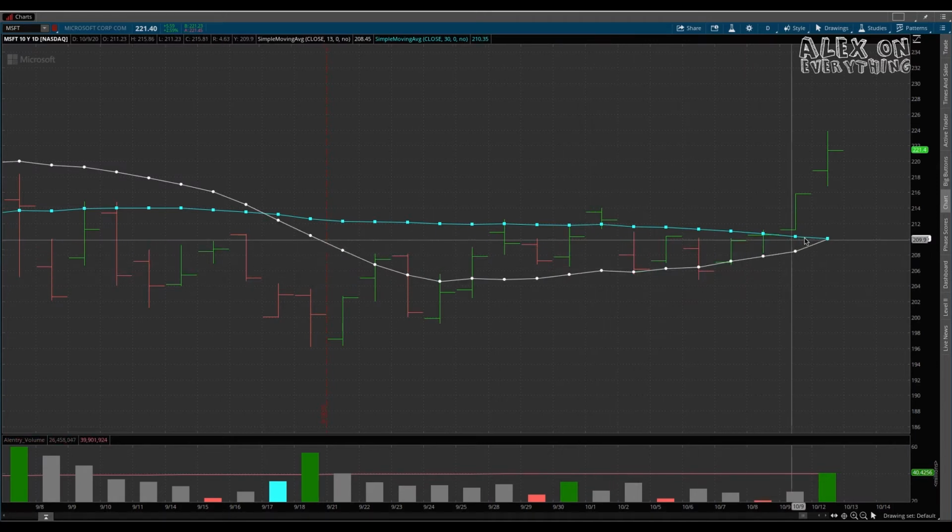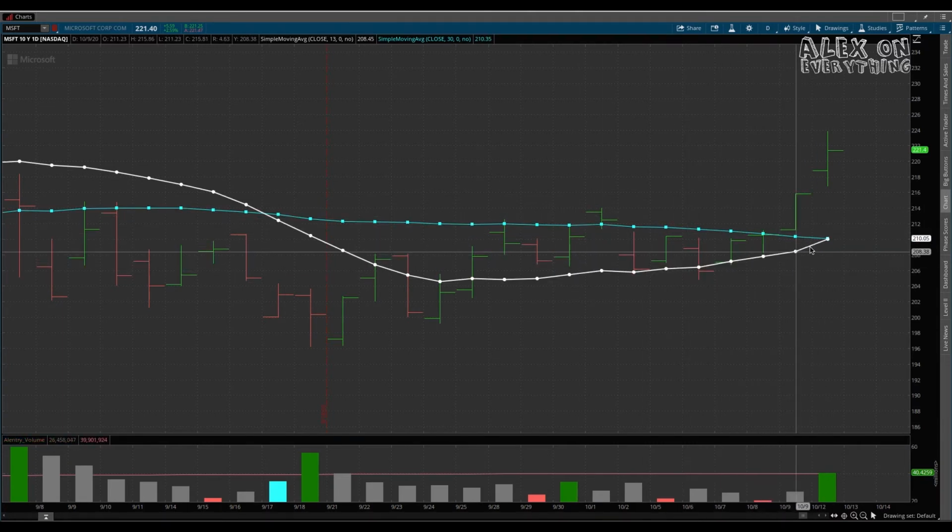So what I typically look for with the 13 and 30 is a crossover, and you can see a crossover is actually forming right here, where the 13 is going to cross over the 30. It's going to cross up above it, and that generally means that prices are going up. It's not a guarantee. There are other things that you need to look at, but for the most part, it means that prices are going up.